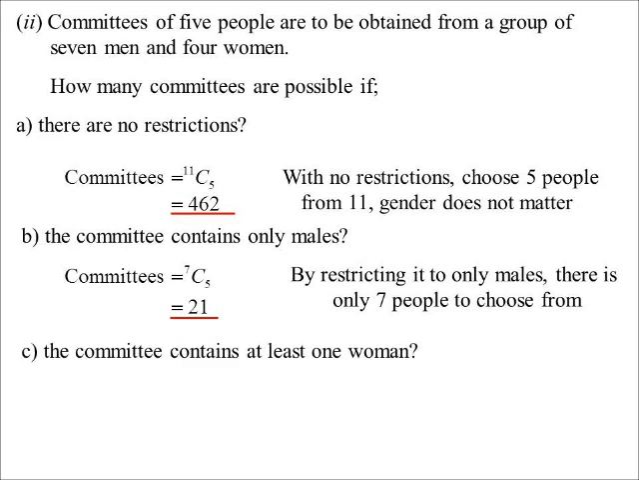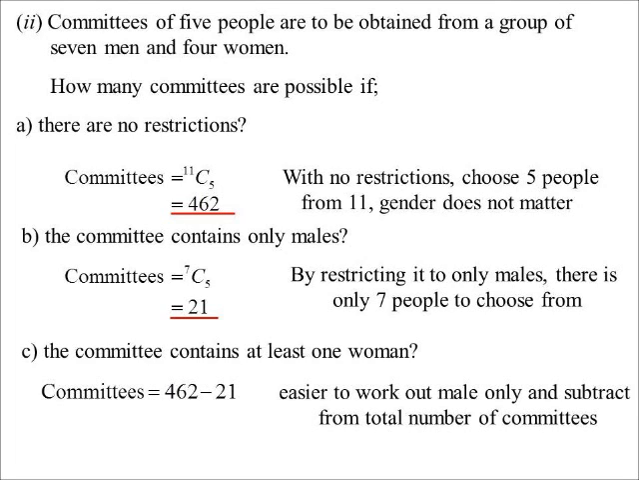So times got more enlightened, and they said, oh, no. The committee has to have at least 1 woman on it. We've got to be fair here. We need a bit of diversity. So for the number of committees, I could go and work out how many committees have 1 woman on it, how many committees have 2 on it, how many have 3 on it, and so on and so on. But I could use that complementary idea.